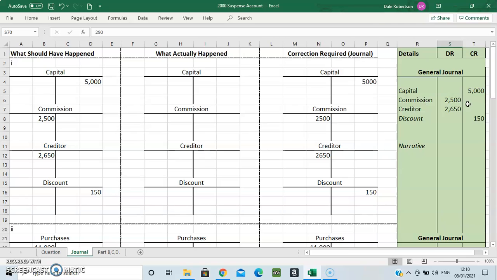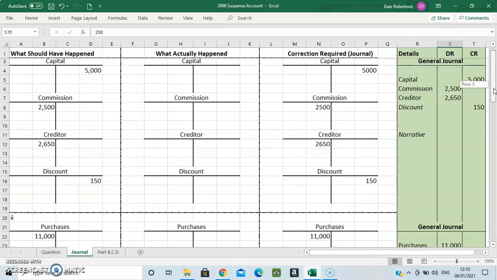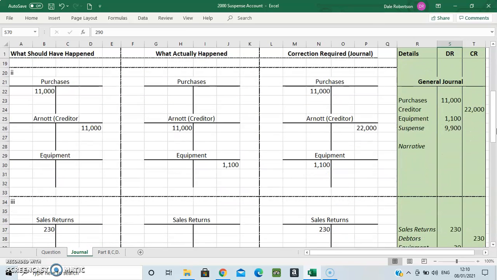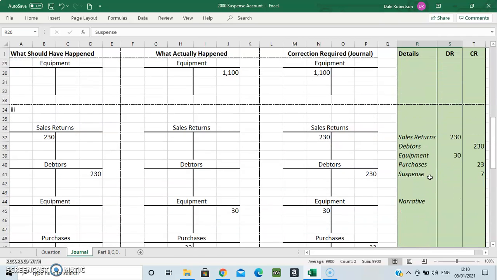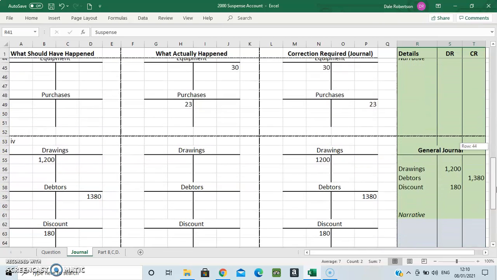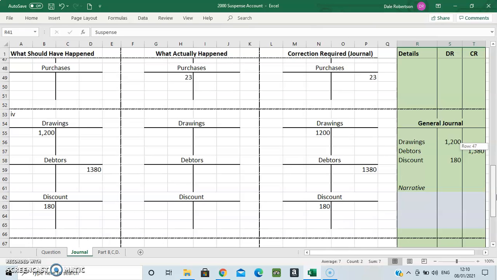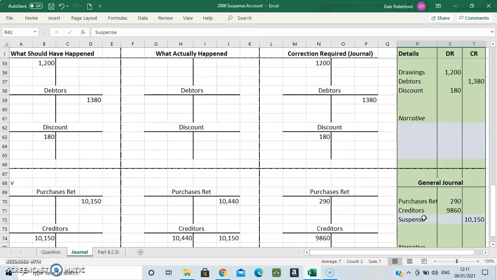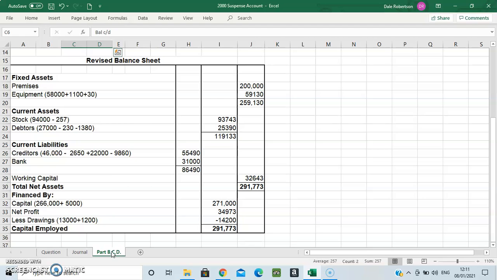So, with error number 1, there was no mention of suspense because, of course, this was an error of omission. It was completely left out and therefore suspense is not required. However, in error number 2, there is 9,900 suspense on the debit side. We'll keep that in mind. In error number 3, there is a little 7 on the credit side. In error number 4, there is no mention because, again, it was an error of omission. And in error number 5, suspense is mentioned once, it's 10,150 on the credit side. So therefore you take those 3 entries and that's what we're going to put into our suspense account.